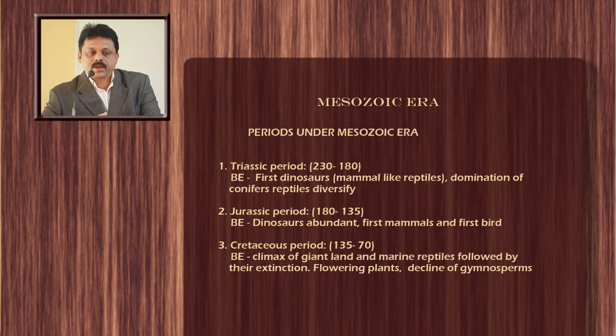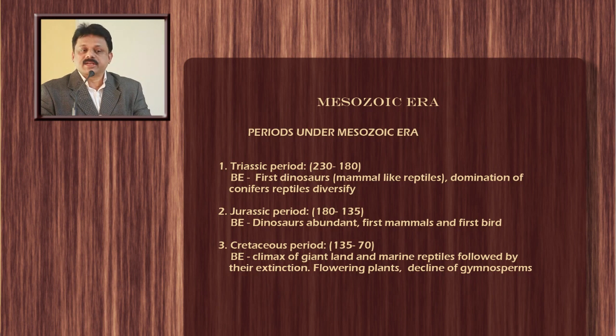The third period of the Mesozoic era is referred to as the Cretaceous period. The Cretaceous period is between 135 to 70 million years before present. It's a very interesting period because one of the major biological events that took place during the Cretaceous period was that it saw the climax of the giant land and marine reptiles, followed by the extinction of the dinosaurs.